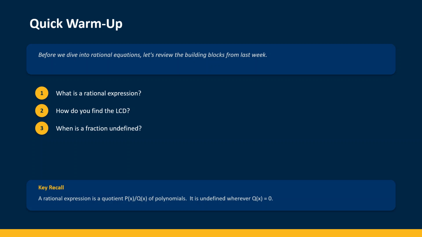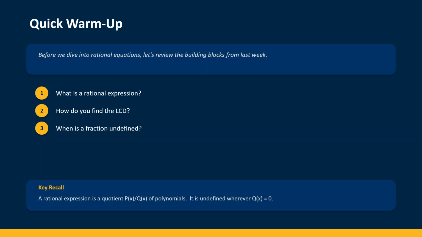A rational equation is defined as an equation containing at least one rational expression, that is, a quotient of polynomials, on one or both sides. The solution strategy that governs every problem in this lesson consists of two stages. First, clear all denominators by multiplying through by the least common denominator. Second, verify each candidate solution against the original equation's domain.